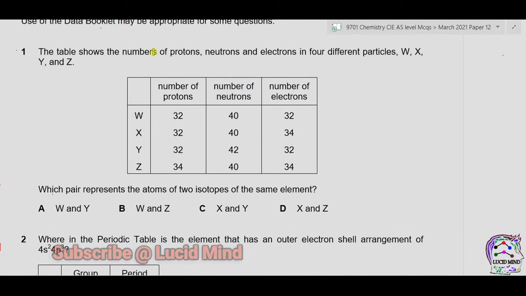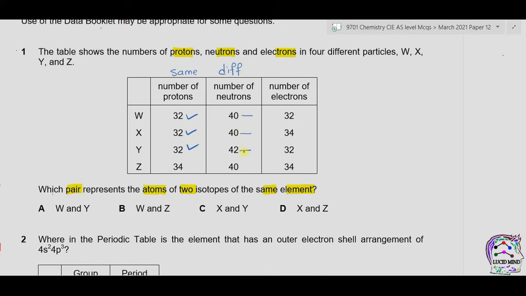Question 1. The table shows the number of protons, neutrons and electrons in 4 different particles W, X, Y and Z. Which pair represents the atoms of 2 isotopes of the same element? Now for isotopes, we know that isotopes are the atoms of the same element having same number of protons but different number of neutrons. So protons should be same. It could be W, X and Y. Neutrons should be different, so it could be either W and Y or X and Y.